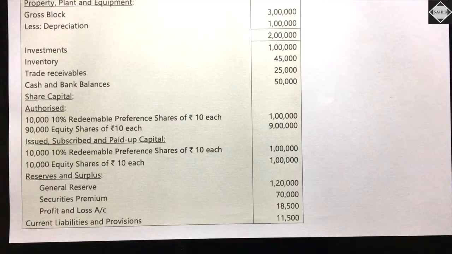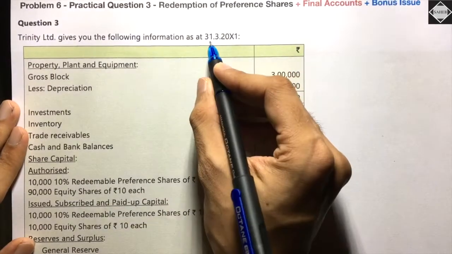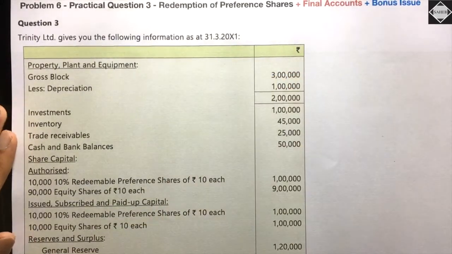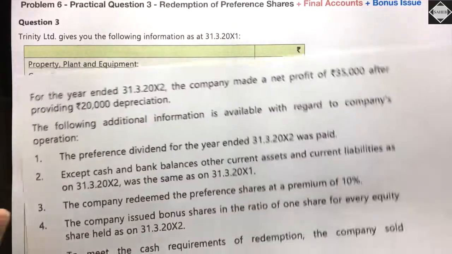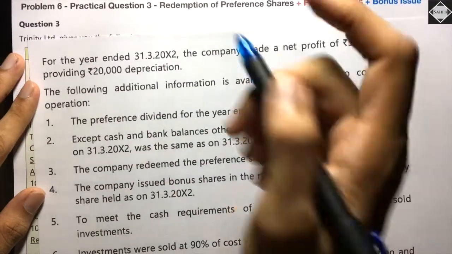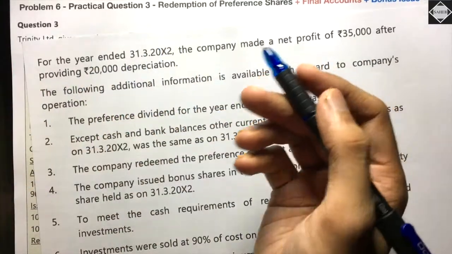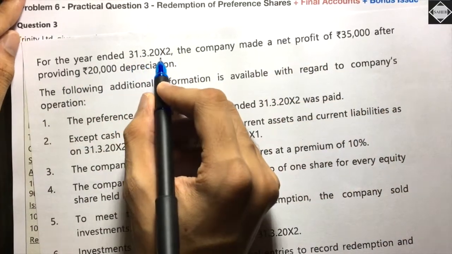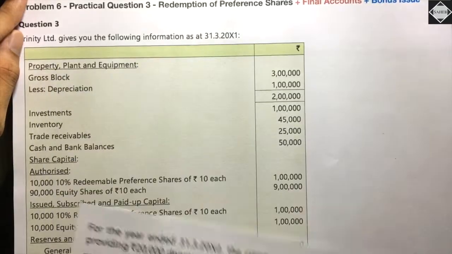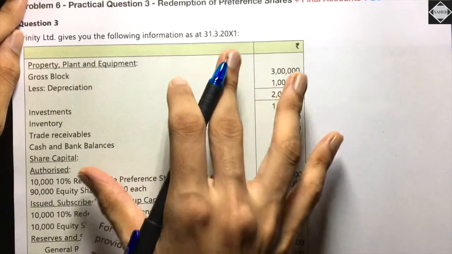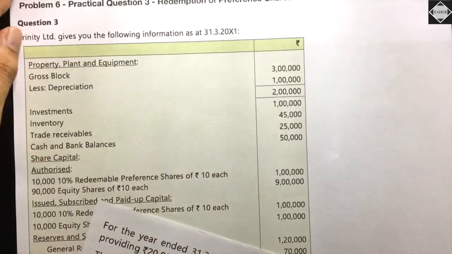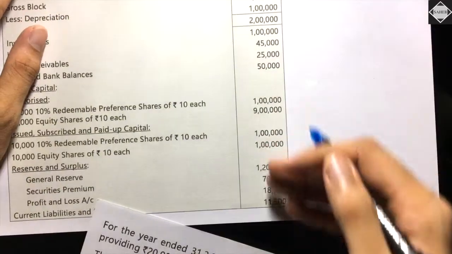The balance sheet date here was 31st March 2021. But see, in this question redemption is happening in the current year, and the current year is the year ended 31st March 2022. You see, this balance sheet is the previous year's balance sheet, right? All these figures are outdated.